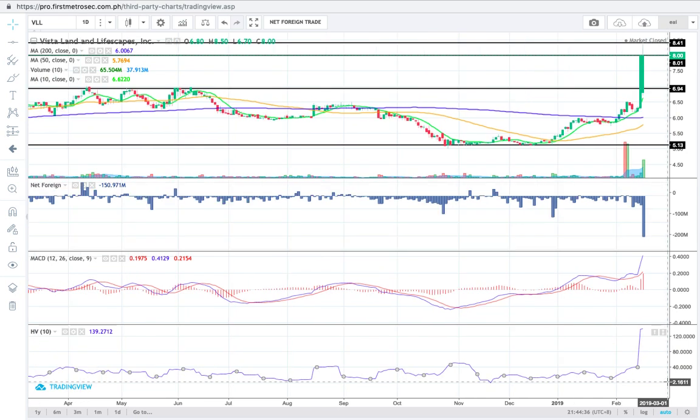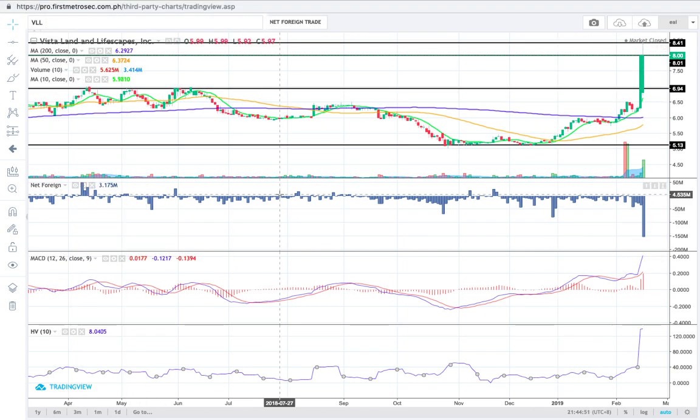Besides, foreign investors have already raked in their profits. They already realized their profits today. There you go. So let's take a look now at the next stock, AEV.